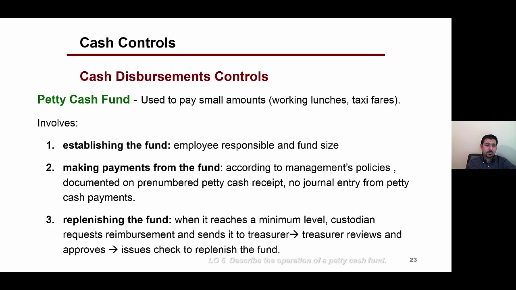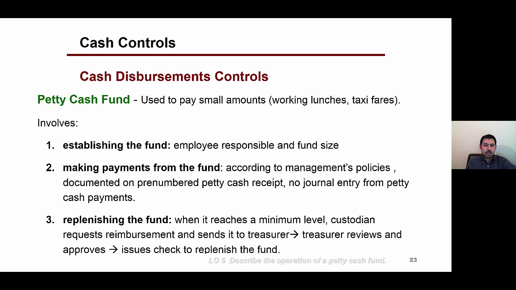When you have very small payments, for example, if the company is paying for postage to post a letter or something like that, they are unlikely to go through the voucher system. Instead, they use something called the petty cash fund. This is mostly for smaller amounts, and the way this is done is there are 3 steps involved.